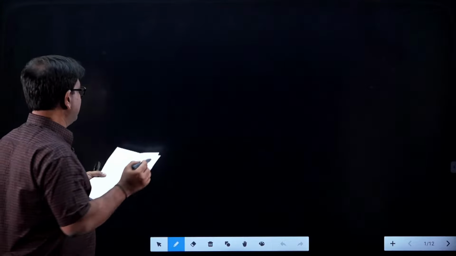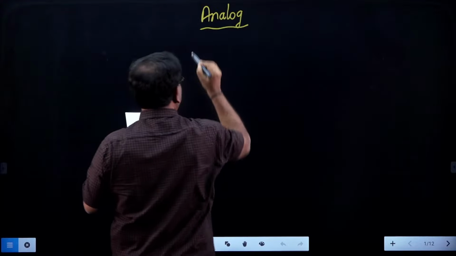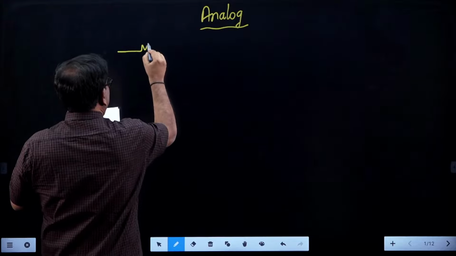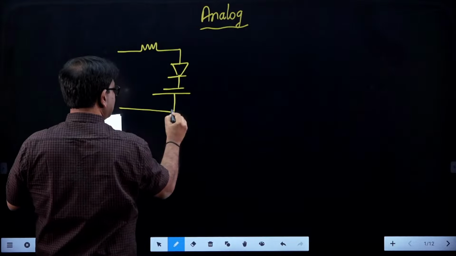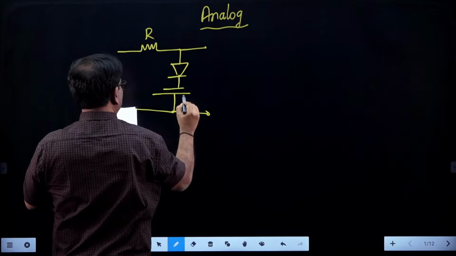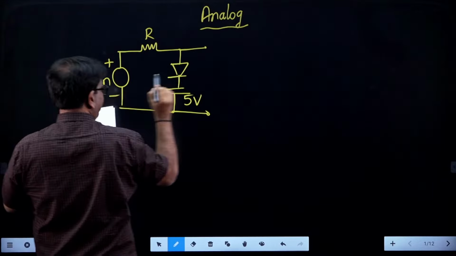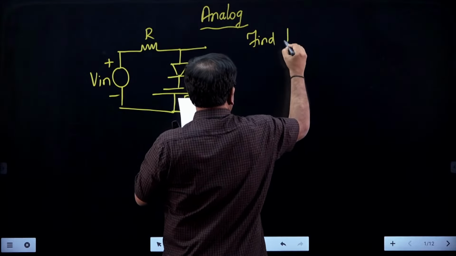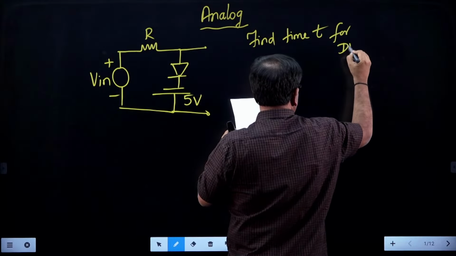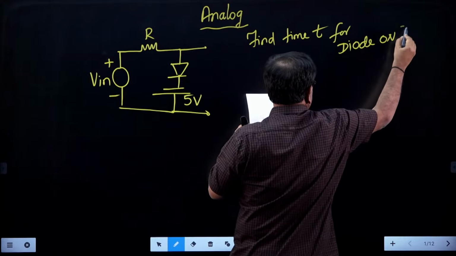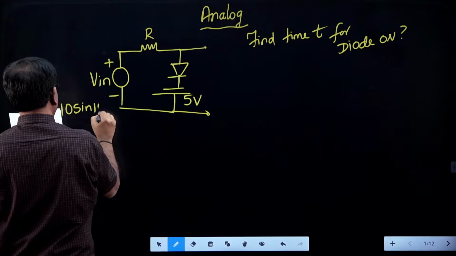Okay. Let us look at analog circuits. A clipper circuit is given. Now you are asked to find the time t for which the diode is on. This is the question, and the input given is 10 sin 100 pi t.